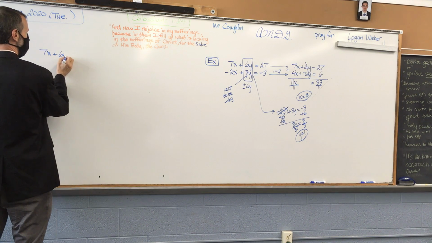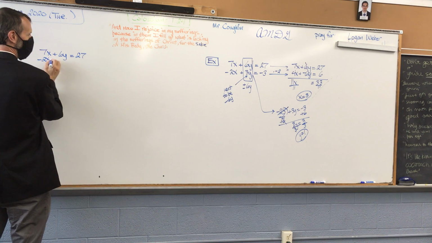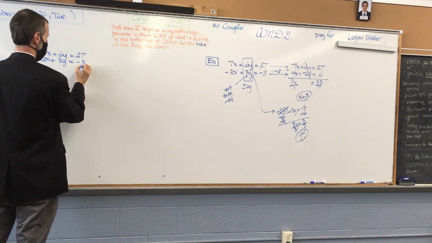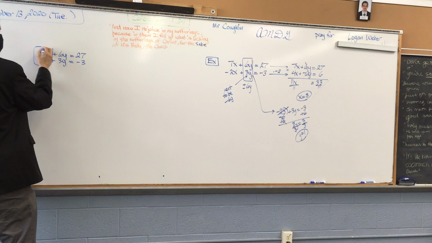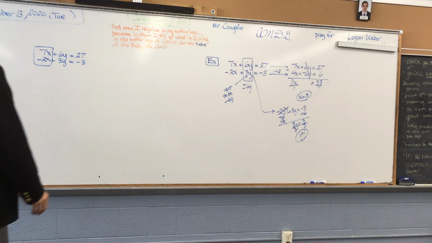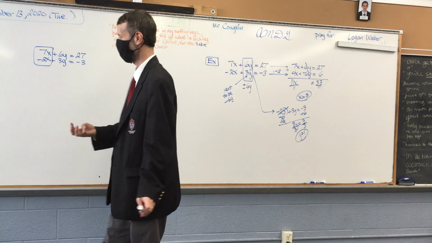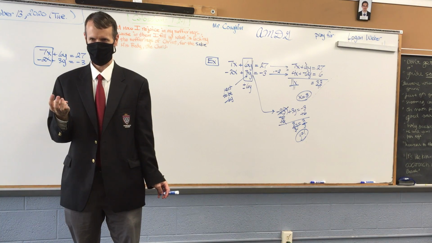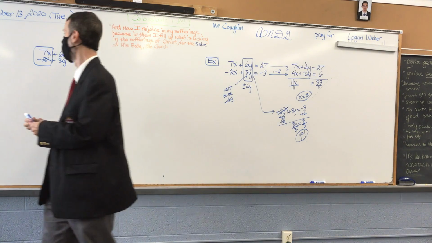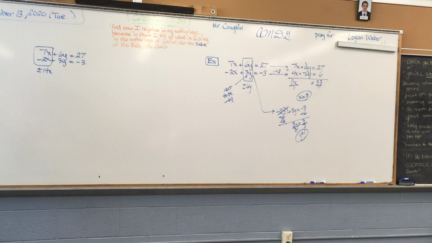7x plus 6y, gentlemen, equals 27. And then negative 2x plus 3y equals negative 3. Let's assume I want to attack the x's. I want the x's to cancel. I want them both equal, and I want one positive, one negative. Can anybody think of a number big enough to handle both of those? 14. If I can get them both up to plus or minus 14x, both of them will be equal strength, and then one positive, one negative, they'll fight, wipe each other out.